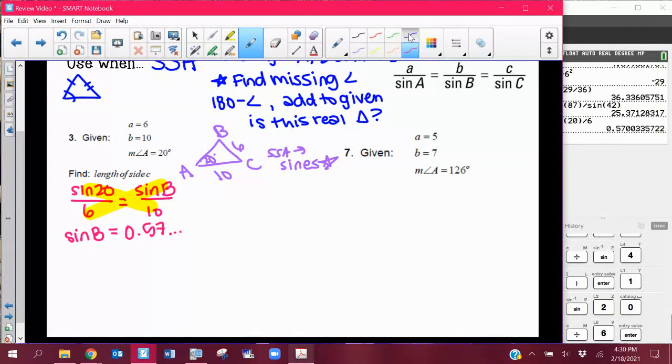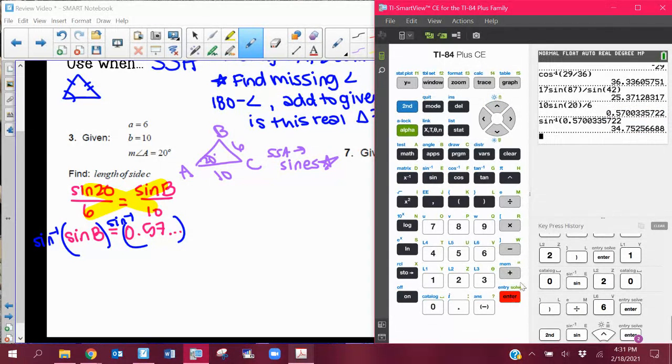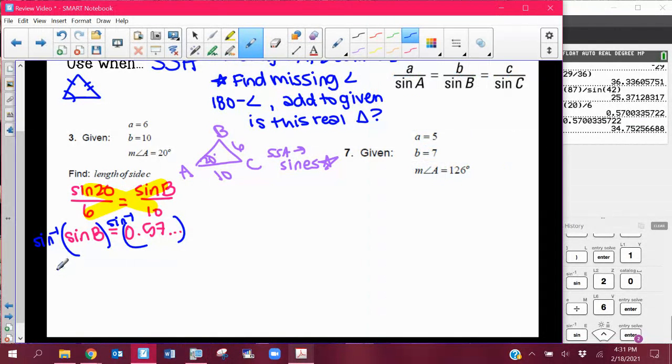Okay, in order to get that by itself, to find that angle measure, I'm going to do the inverse sine of both sides. And so I get that angle B, I'm going to go copy paste my answer, is 34.75-ish. Okay, so the measure of angle B is equal to 34.8. We'll just make this easy.